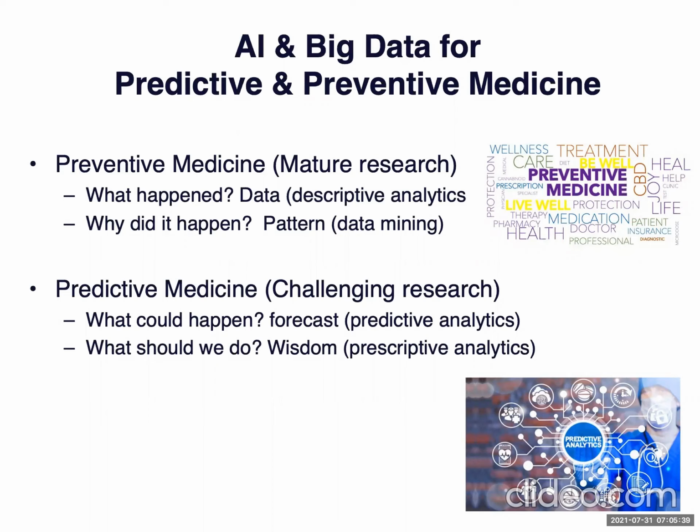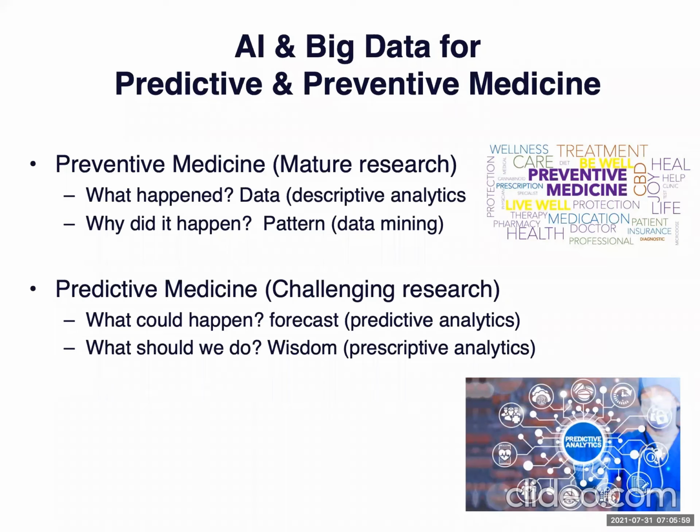Then we need to understand now, why did it happen? So once you understand exactly what happened, which is that you measure the impact of what happened, you need to understand why it did happen. And here we use patterns and data mining techniques. This area of preventive medicine is very well mature now in terms of research.